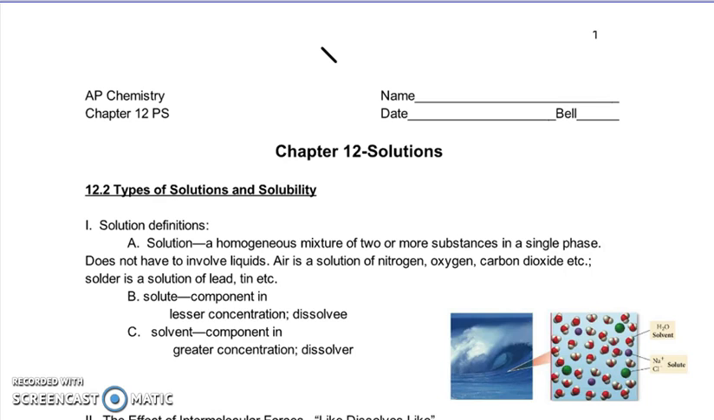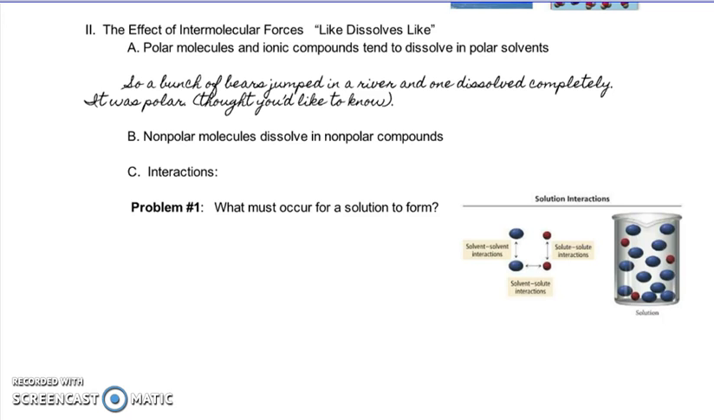Okay? So we've talked about this before. Intermolecular forces we learned in Chapter 11. And why do we have to know this? Because when we talk about solubility, there is a catchphrase that says like dissolves like. What does that mean? Polar molecules tend to dissolve polar and ionic compounds. The reverse of that would be nonpolar molecules dissolve nonpolar compounds.